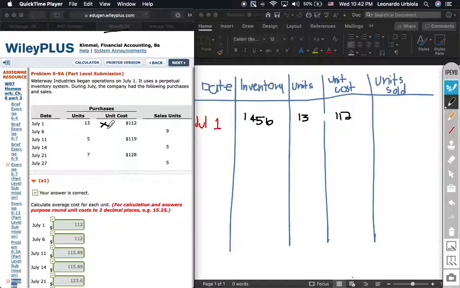Okay, so now let's move on to July 6th. We see here that on July 6th we sold 9 units, and we sold these units at the same cost, 112. So we need to multiply 112, which is the unit cost, times the units that we sold, 9. And this is going to give us 1,008.